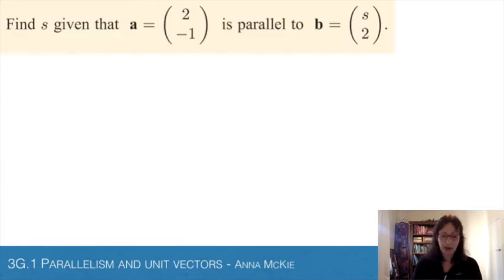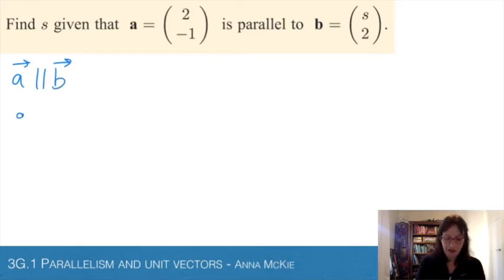In this example, we're asked to find s, given that A is the vector (2, -1), and B is (s, -2). So what do you know about these? Well, the first fact you've been told is that A is parallel to B. And we know from our definition that if they are parallel, that there is a factor of k, the scalar of k, multiplied by B. How can that be of use to us?